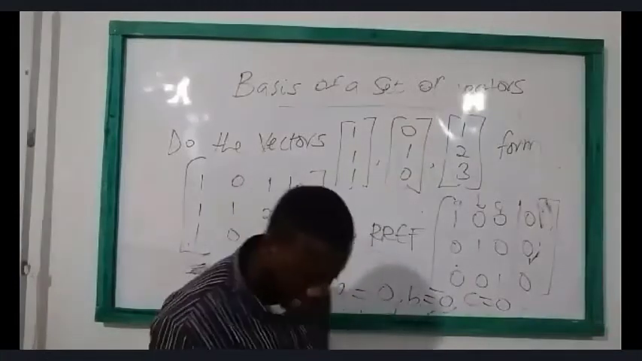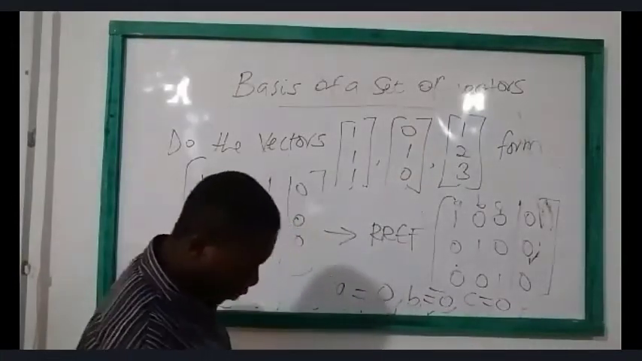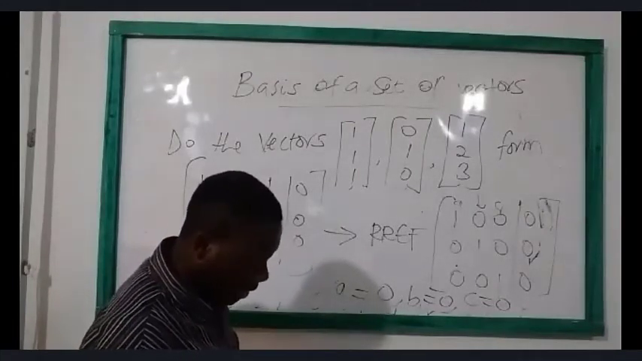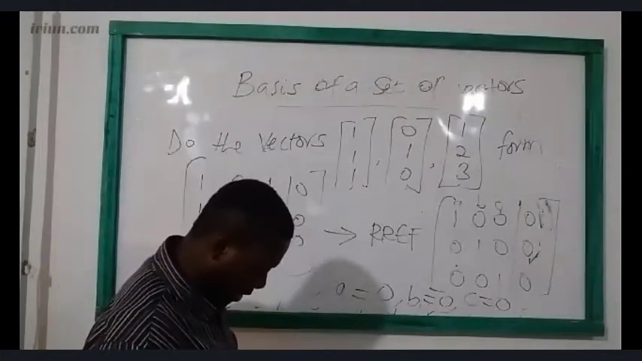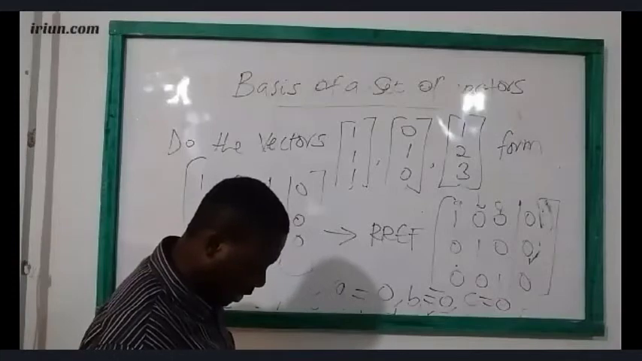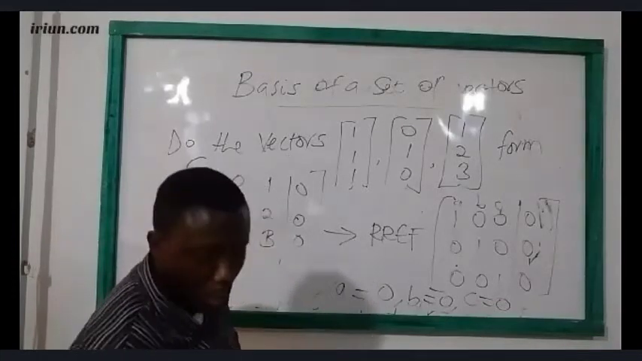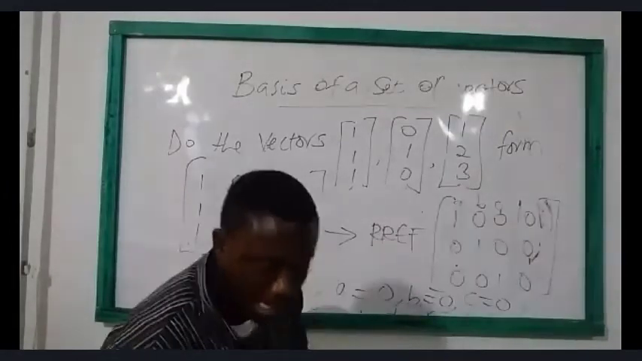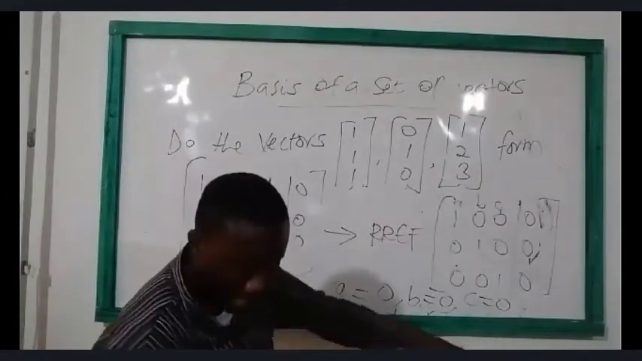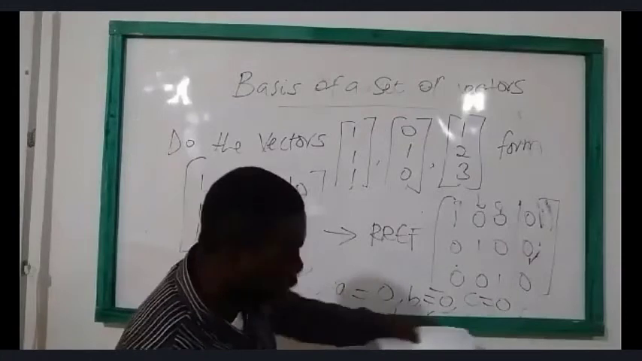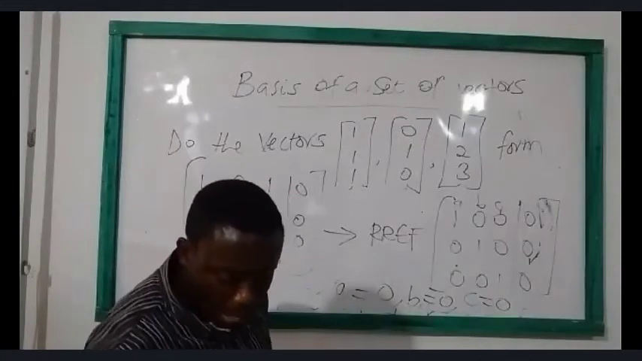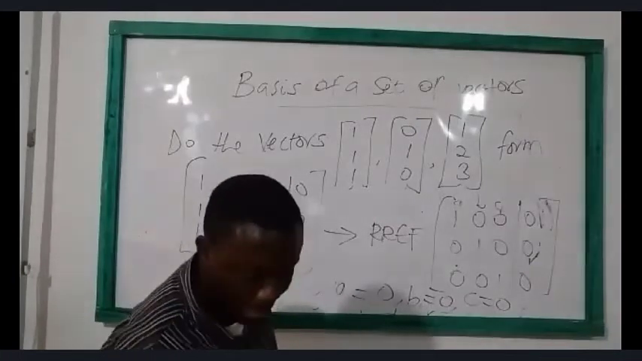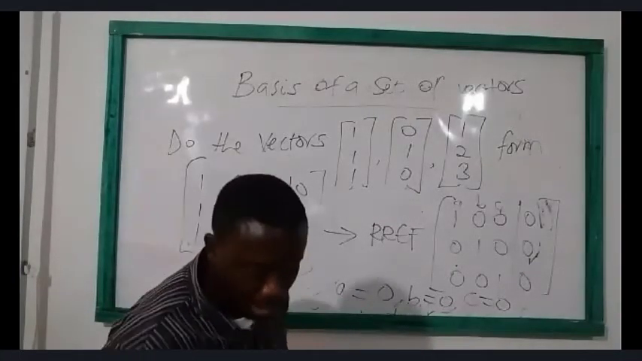So you can realize that all the set of vectors are linearly independent. Since they all have a leading one in their columns, all the columns have a leading one. And it also gave us the unknowns to be 0. Once the unknowns are 0, it has satisfied the condition of linear independence.